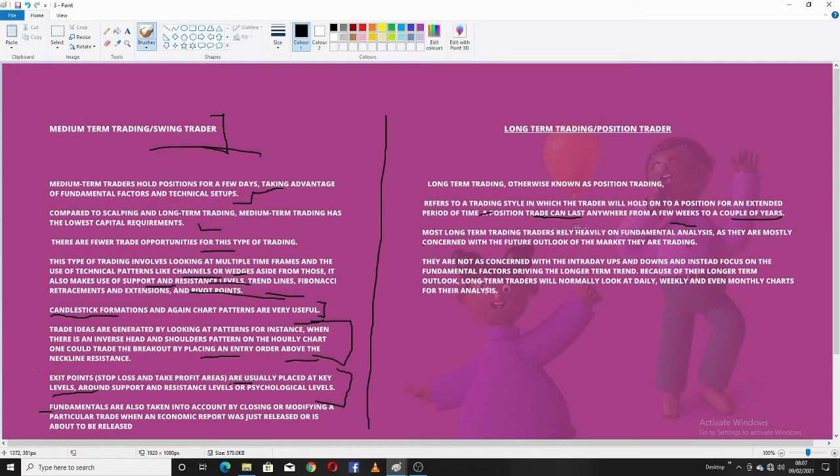Most long-term traders rely heavily on fundamental analysis, as they are mostly concerned with the future outlook of the market. Position traders are trading fundamentals because they are looking at a longer period of time. They are looking at what EUR/USD will do in 1 year, where GBP/USD will be in 2 years' time. So position traders look at the future.